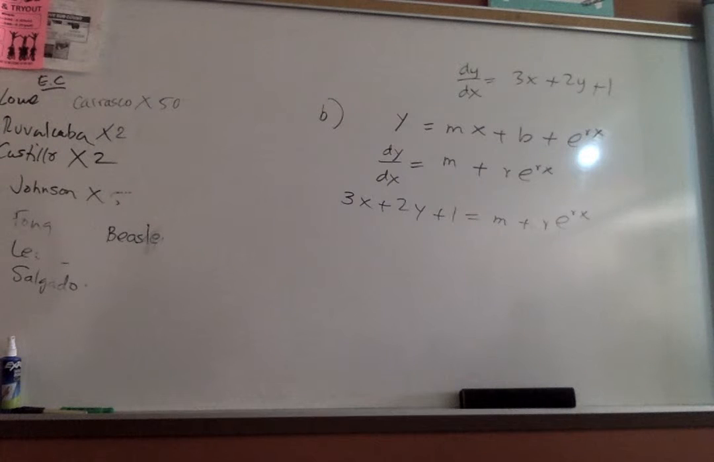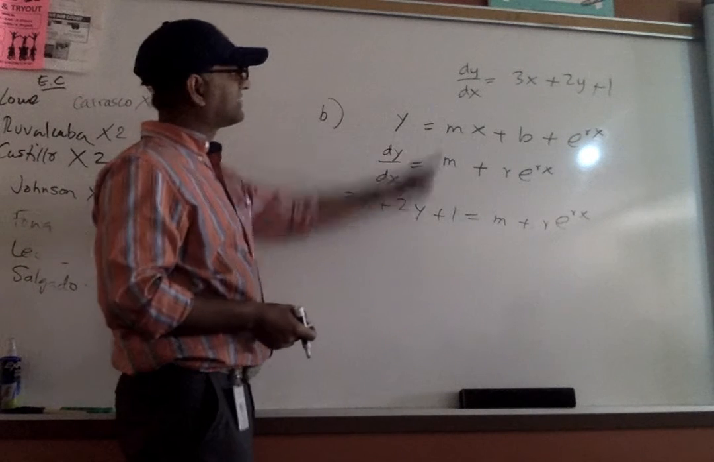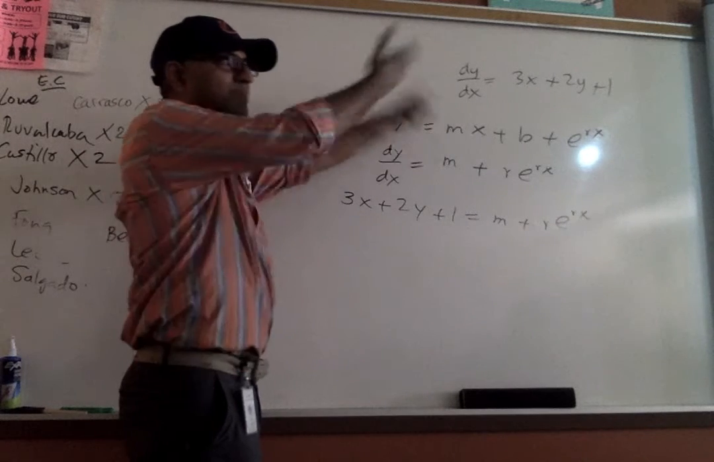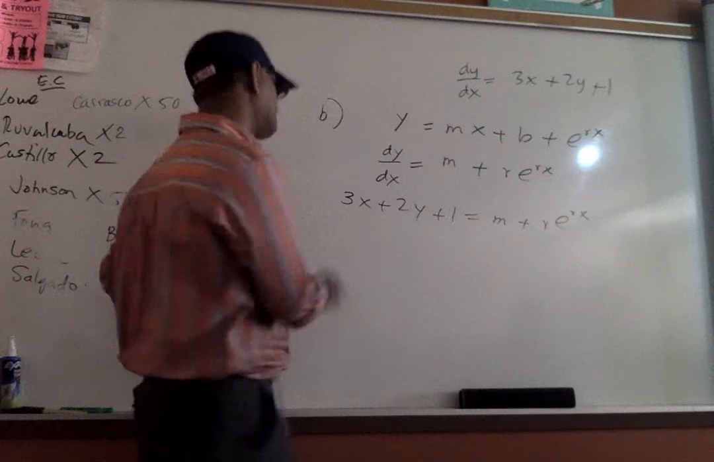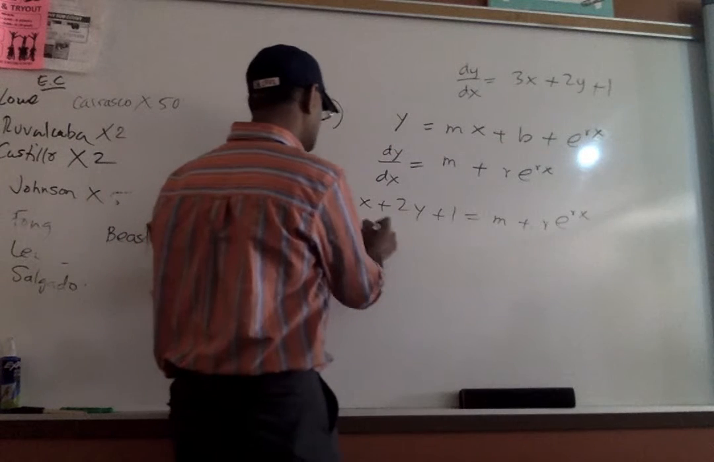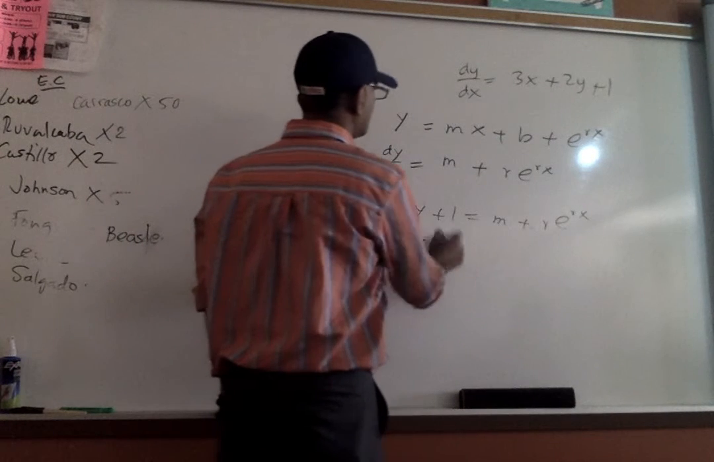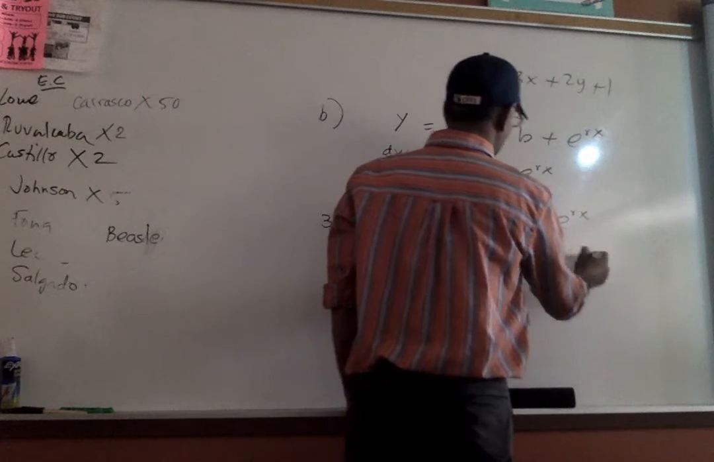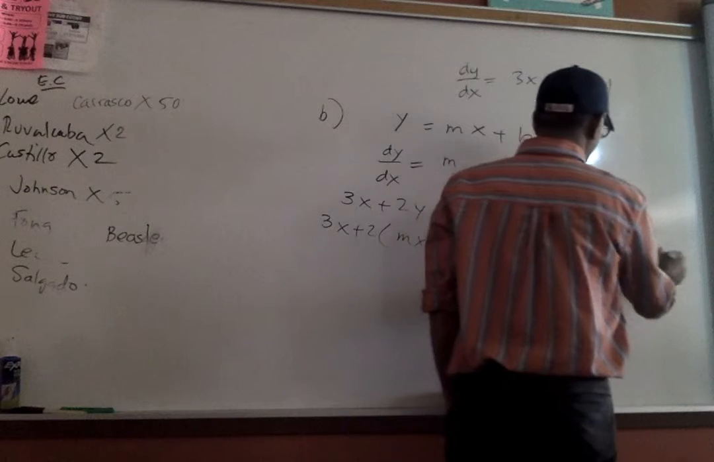Sorry? You'll have to be louder and clearer. Thank you. We have a floating y. Have they given us y? So that's what I want to tell you. You need to be alert and alive to the information given. She has got the hang of how we do these problems. So 3x plus 2 times (mx plus b) plus e^(rx) plus 1 equals m plus r e^(rx).